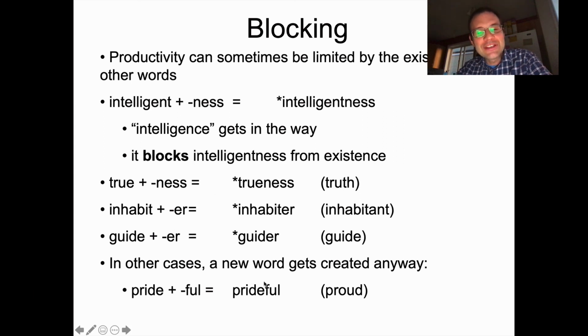And then there are some cases where it seems like a form should be blocked because there is a pre-existing form, but then it isn't. So we have a noun, pride. And in theory, you could create an adjective out of that by saying prideful. And guess what? Some people do, even though there's already an adjective that exists called proud. So now we have two words, prideful and proud, which kind of mean the same thing.